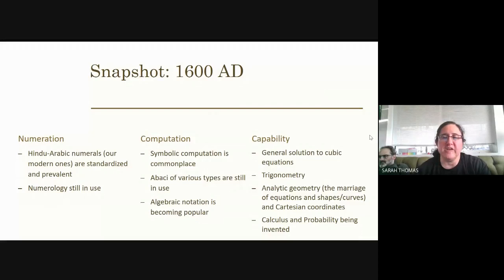As far as what they could do with these, you could solve the general cubic.